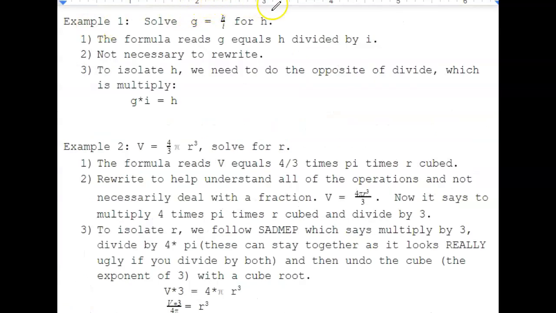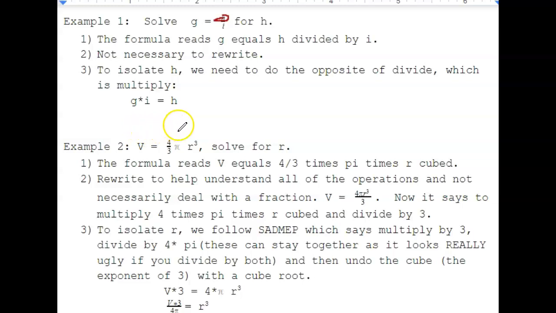Sometimes the formulas are pretty easy. I did not look up what this one means, but G equals I divided by H. Sounds pretty good to me. I don't need to rewrite anything. And it says that I want to solve it for H, or isolate H. So here's what I want to get all by itself. That means I got to get rid of the I. The I is dividing, so I'm going to multiply it to the other side. G times I equals H, and that's it. It's solved for H.